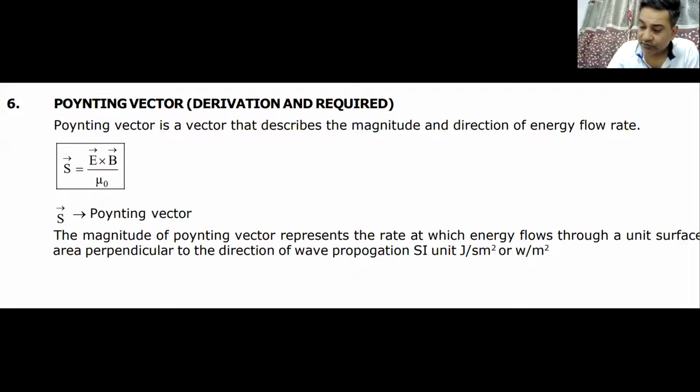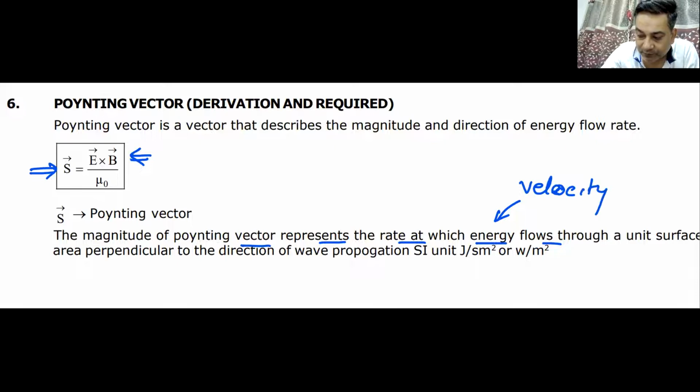Poynting vector, S vector, is given by E cross B divided by mu. It's a very important relation that you must remember. Poynting vector represents the rate of energy flow, or in simple words, it tells us the direction of propagation of the wave. It tells us in which direction the wave is propagating. E cross B will give us the direction of wave propagation.